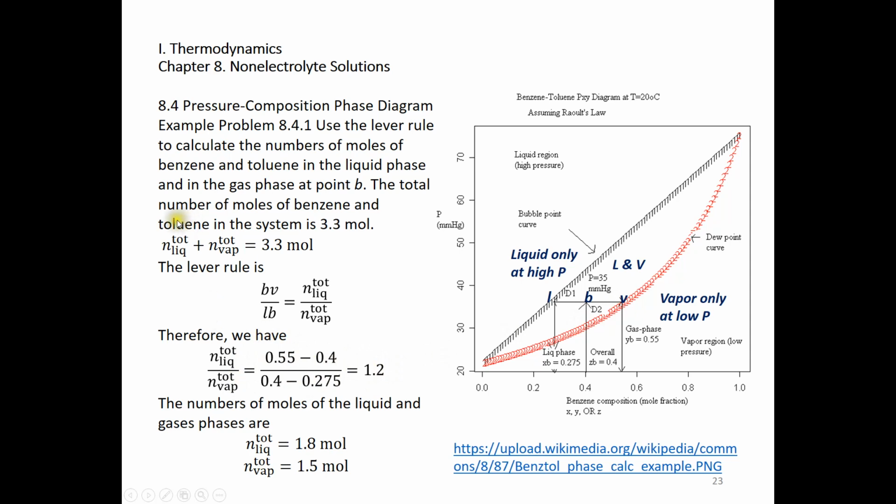So you have two equations. One equation is this: the sum is 3.3. Another equation, the ratio is 1.2. Solve these two equations and you get these two values. The total number of moles of the liquid phase, including benzene and toluene, is 1.8 moles. The total number of moles in the gas phase, including both benzene and toluene, is 1.5 moles. Double check. 1.8 over 1.5 is indeed 1.2. 1.8 plus 1.5 is indeed 3.3. So this is a numerical example of using the lever rule to predict the number of moles of these components in the liquid phase and also in the gas phase.